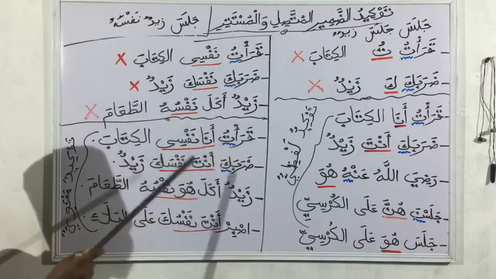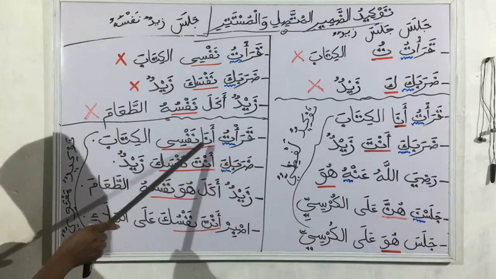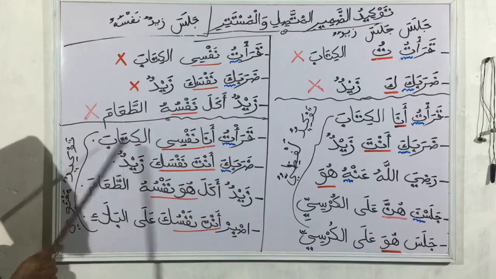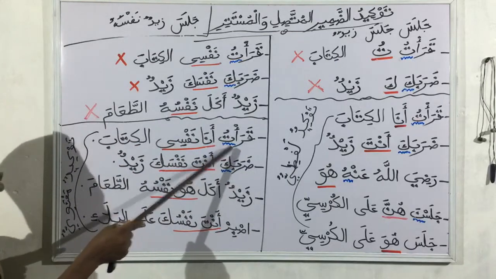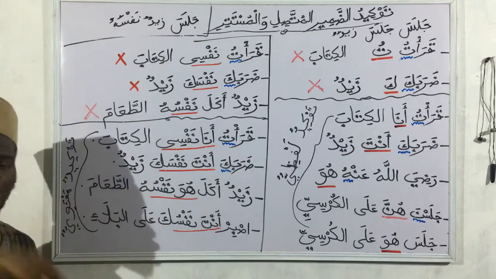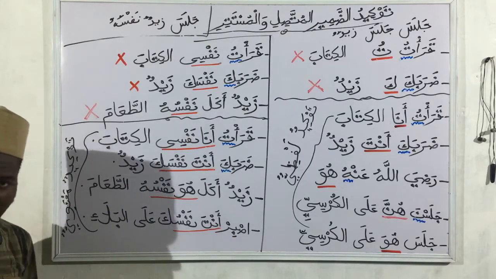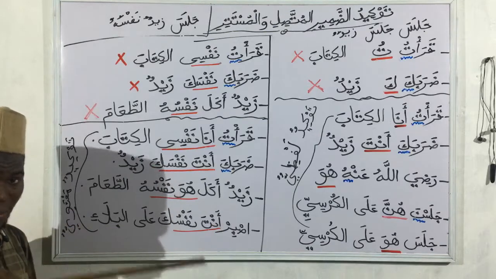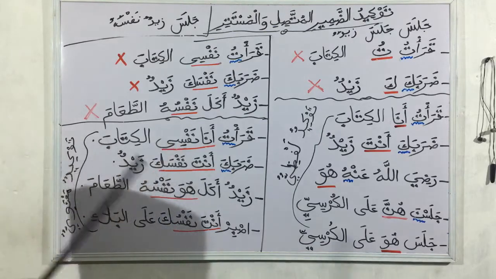So now we want to do Ma'nawi. I have to say Qara'tu. I cannot say Qara'tu Nafsi Al-Kitab. You can't jump here. What will you do instead? Qara'tu Ana Nafsi Al-Kitaba. I read the book myself. I'm re-emphasizing the meaning with this Nafsi. I hope you get it.